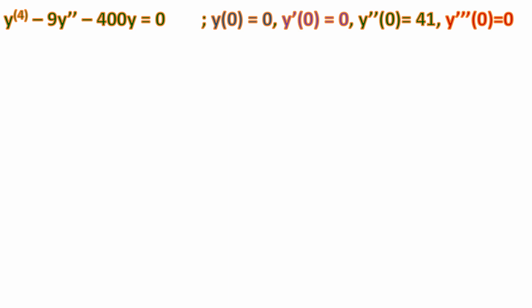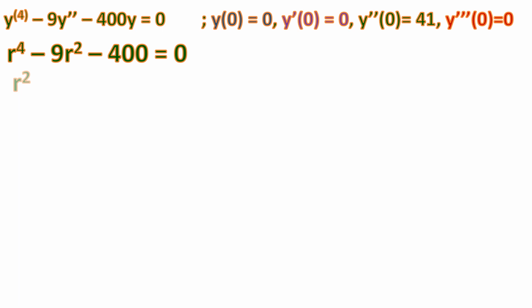So let's have an example. This time it's gonna be a fourth order differential equation. So we have y to the fourth, 4 primes, minus 9y double prime minus 400y equals 0. And then we have initial values from y up to the y triple prime. And so we're gonna have the auxiliary equation r to the fourth minus 9r squared minus 400 equals 0.